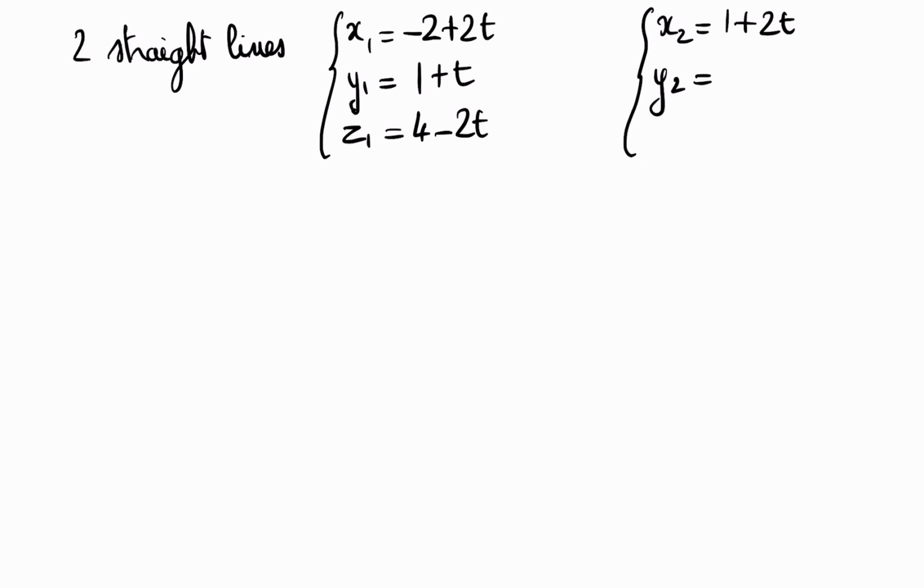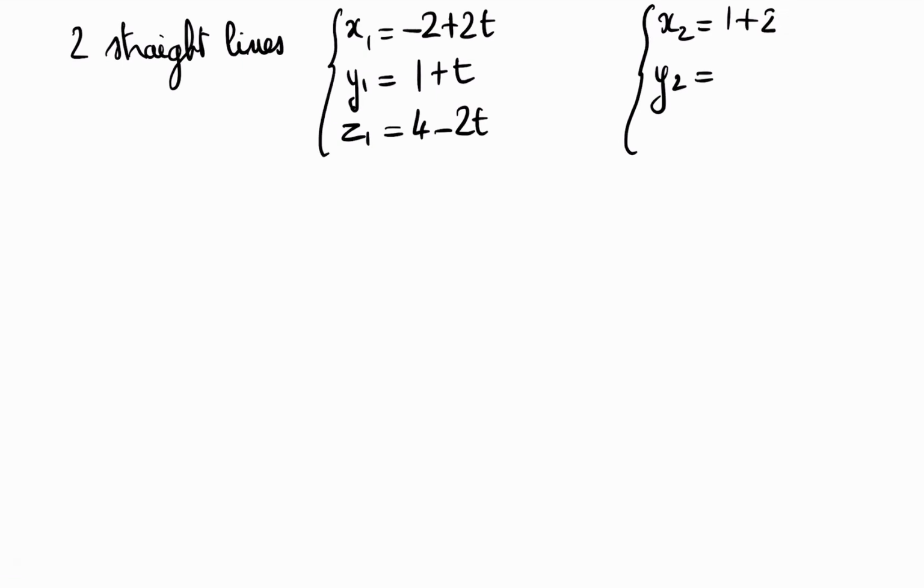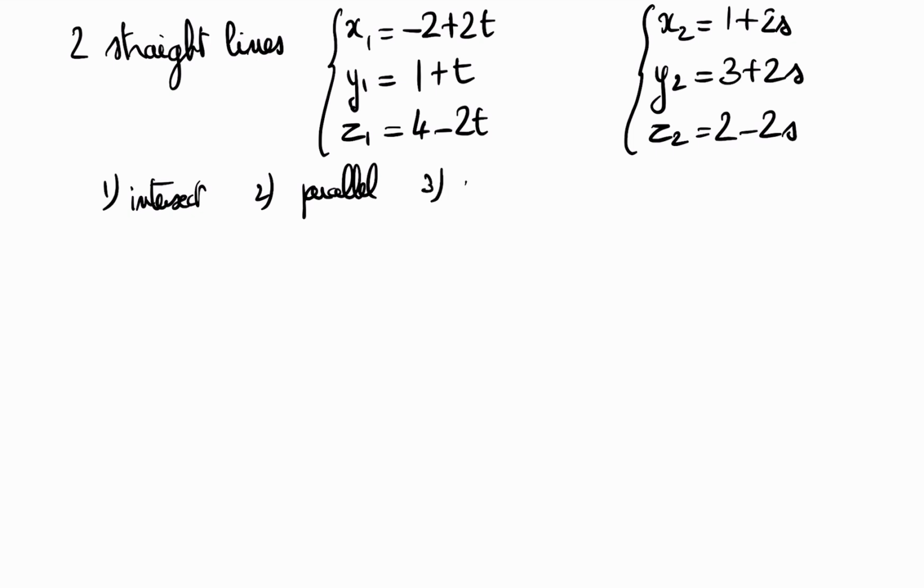y2 is equal to 3, actually I'm going to change the parameter and give it another name, s. So x2 is 1 plus 2s, y2 is 3 plus 2s, and then z2 is 2 minus 2s. And the question is, do they intersect? Are they parallel? And are they perpendicular? Right. Probably better to start with question 2, actually.